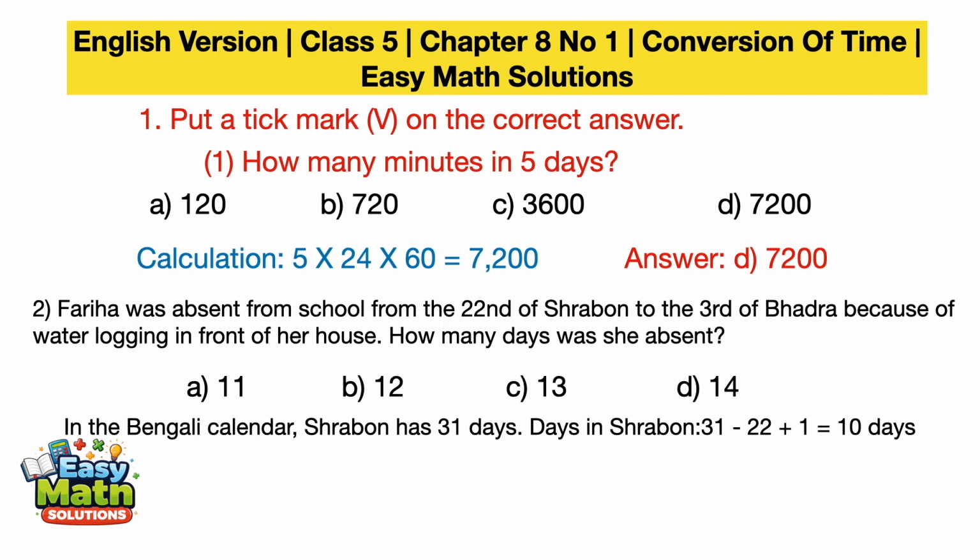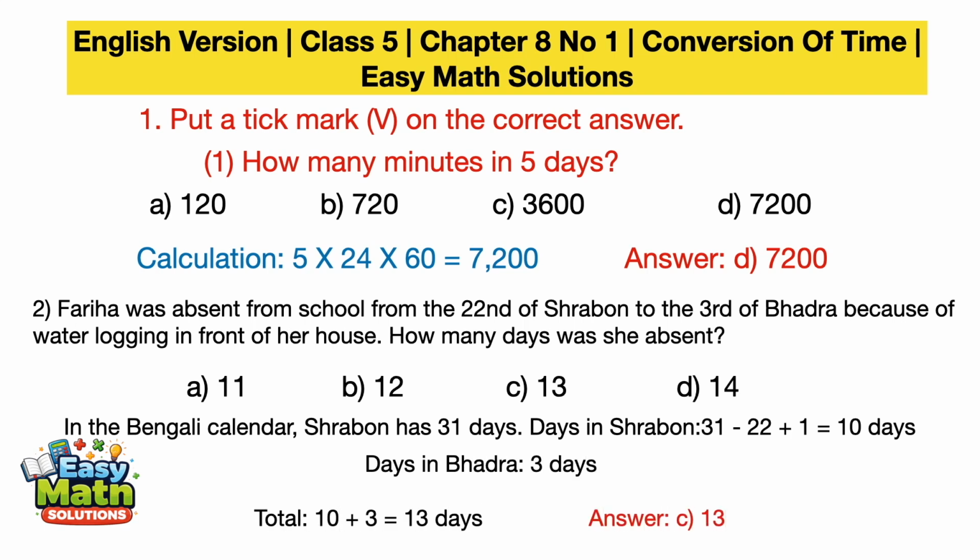22 Shravan, 22 plus 1. In the date format of math, you need to add 1 every time. Okay, that means in Shravan month 10 days and in Bhadra month 3 days. That means 13 days. She was absent for 13 days. C is the answer.